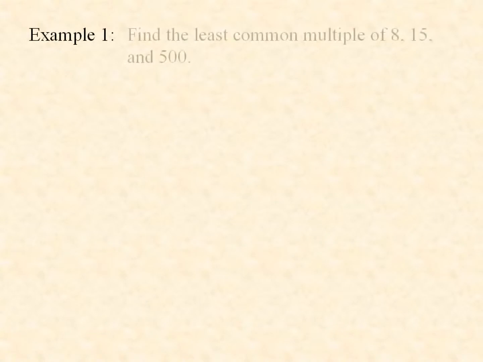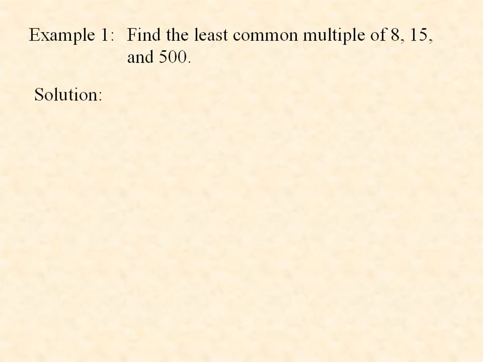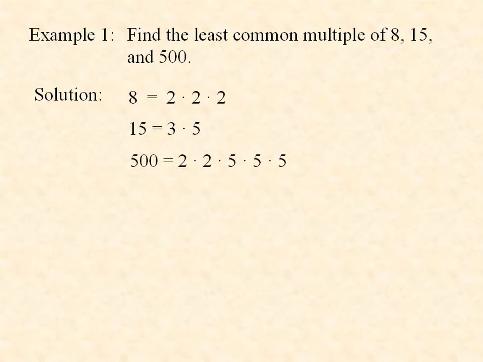Example 1. Find the least common multiple of 8, 15, and 500. We write 8 as a product of primes, that's 2 times 2 times 2. 15 is a product of primes, 3 times 5. And 500 takes a little work. We can divide by 2 several times. 500 is 2 times 2 times 5 times 5 times 5.